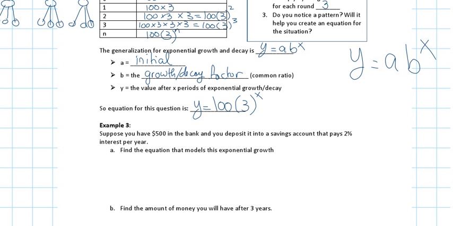X or n? It could be x, it could be n, whatever you want to call it. X is the general one in this case.